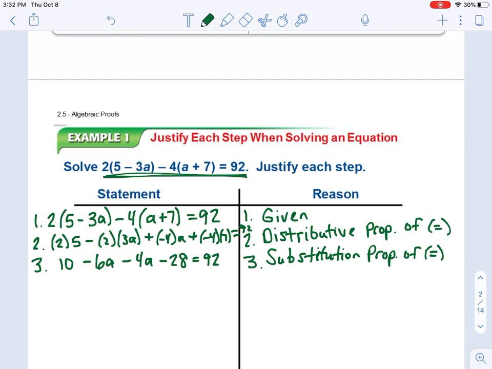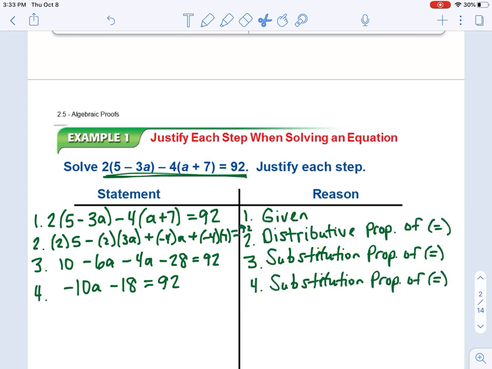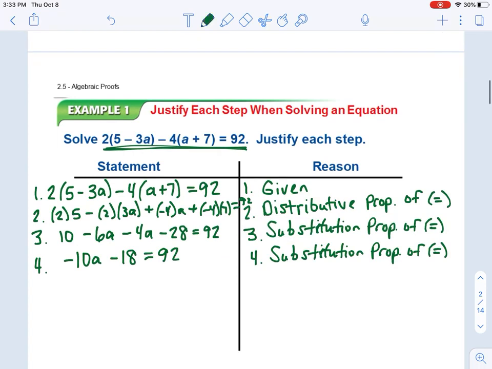Okay? So now, if you were to solve this problem, you'd probably go ahead and combine like terms. So combining like terms, if you saw on the table above, was not one of our properties. So this once again will be substitution property of equality. If you're doing them with me, you can just go ahead and copy this over if you want. We're going to use that a lot. So we use substitution to combine like terms.